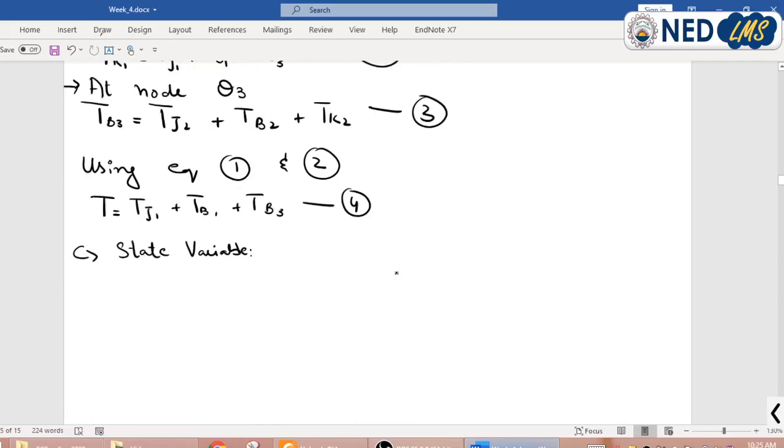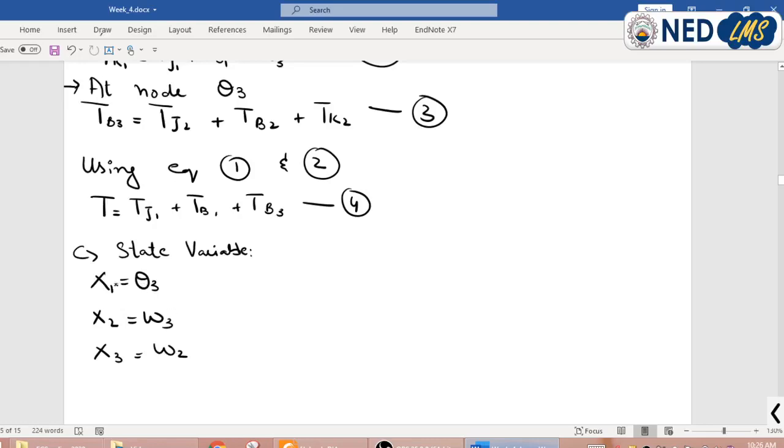So I have state variable 1, x1, which is equal to my theta 3. Similarly, I have x2 which is equal to omega 3, and I have x3 which is equal to omega 2. This is because of spring K2, this is because of moment of inertia J2, and this is moment of inertia J1. So these are the 3 state variables.